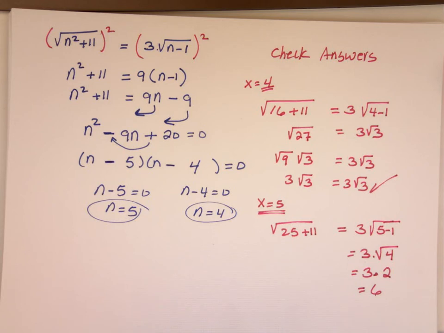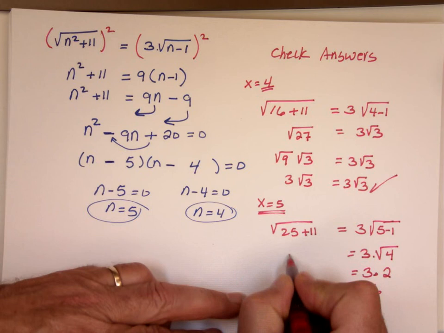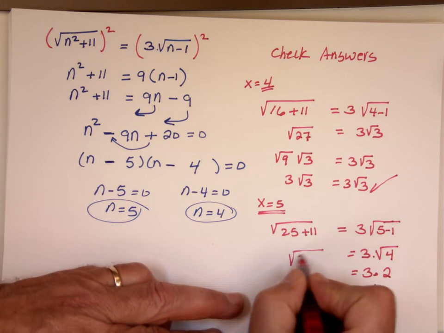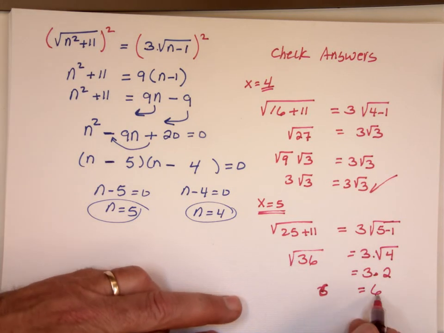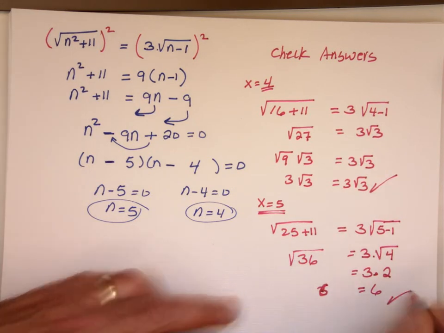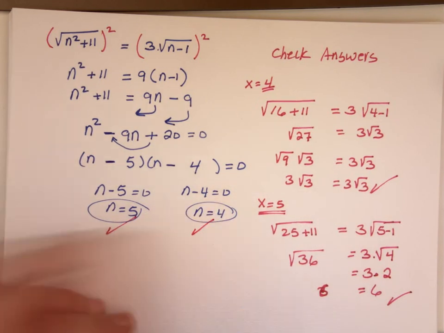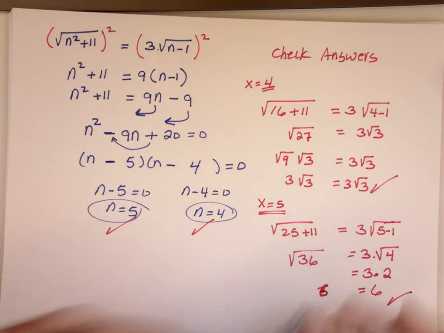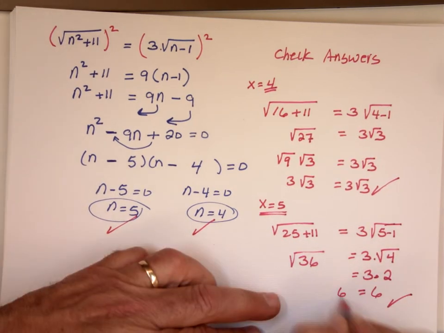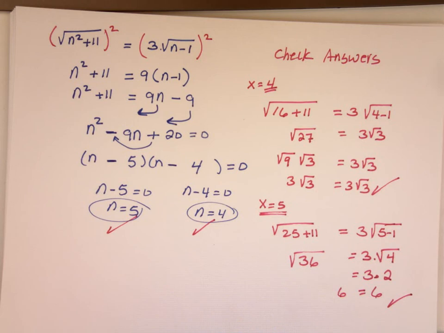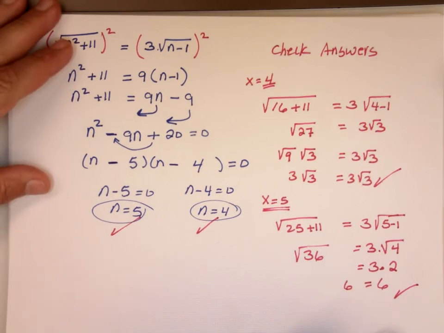This one, we add them. 25 and 11, 36. And what is the square root of 36? That's a 6. Is 6 equal to 6? Yes. Good and good. And that's how we solve radical equations.